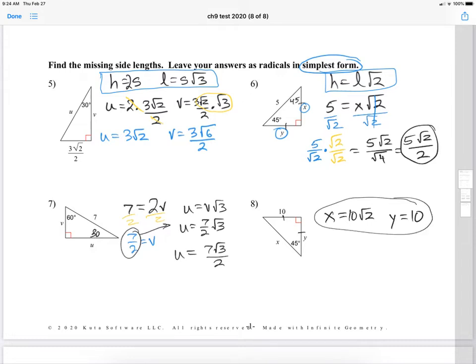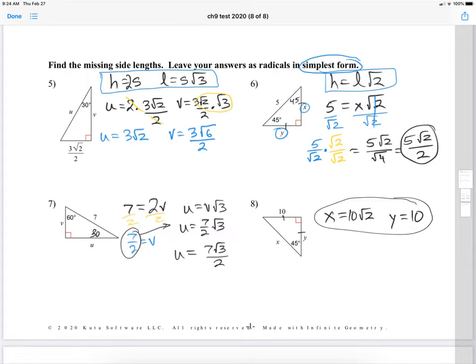Again, identify what type of triangle you have, identify the formulas you need, identify short legs and long legs if you're in the 30, 60, 90 degree triangles, and substitute the information. If you're in a 45, 45, 90 degree triangle, then understand that the two legs are equal.